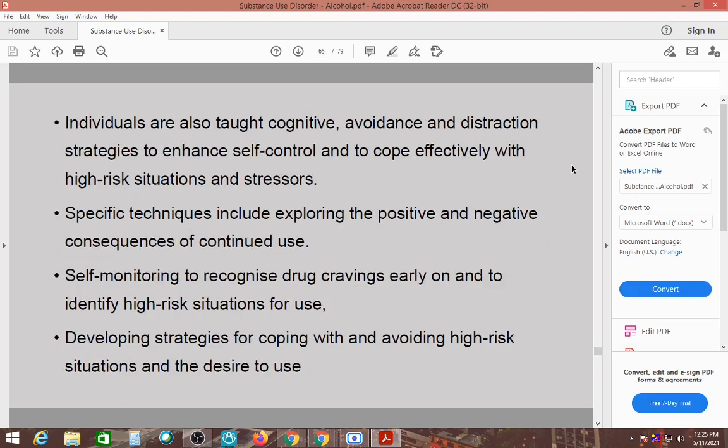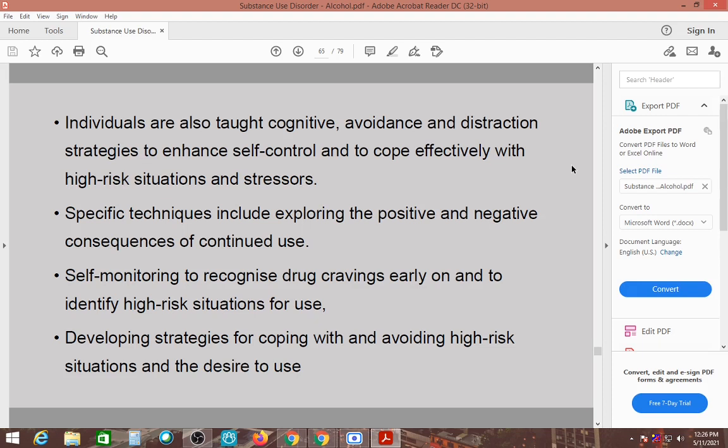Okay, now next. Specific techniques include exploring the positive and negative consequences of continued use. Some persons have ended up with cirrhosis. For some, because of continued use, there is family disharmony, so we teach them about that. For some, they have lost their jobs. So each and every one, what are the positive and negative consequences? We explore so that we can help them in this area.